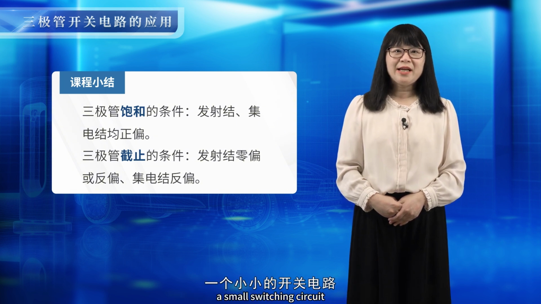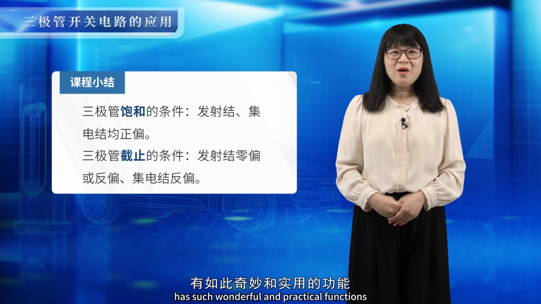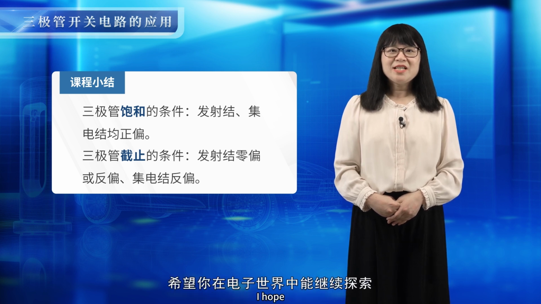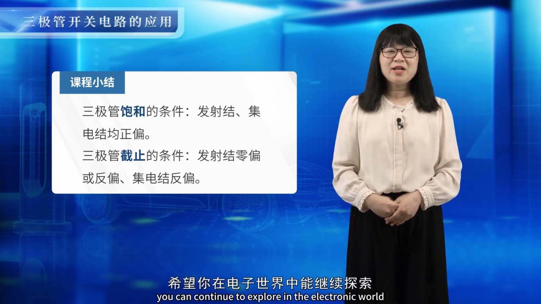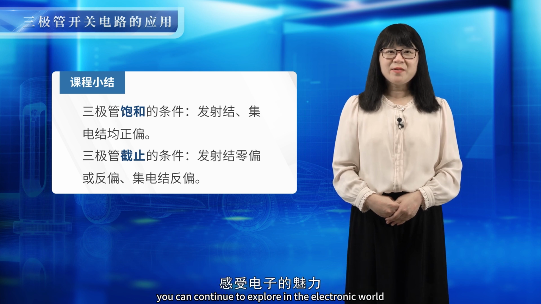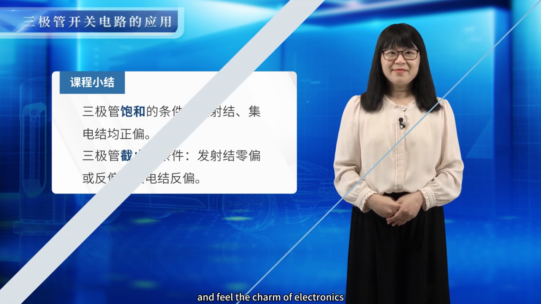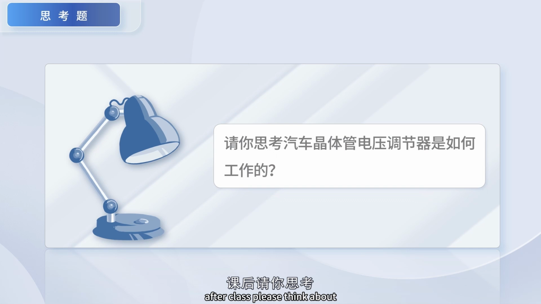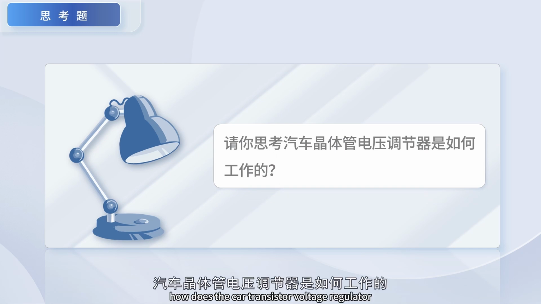A small switching circuit has such wonderful and practical functions. I hope you can continue to explore in the electronic world and feel the charm of electronics. After class, please think about how the car transistor voltage regulator works.